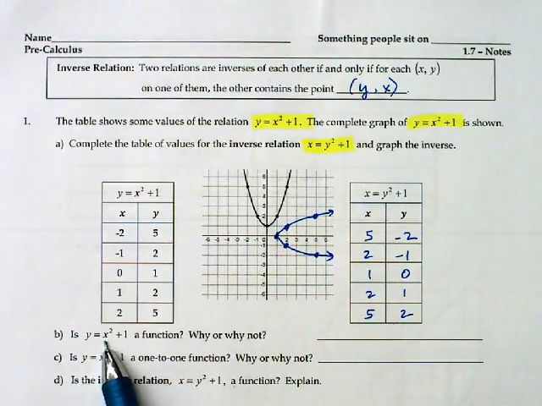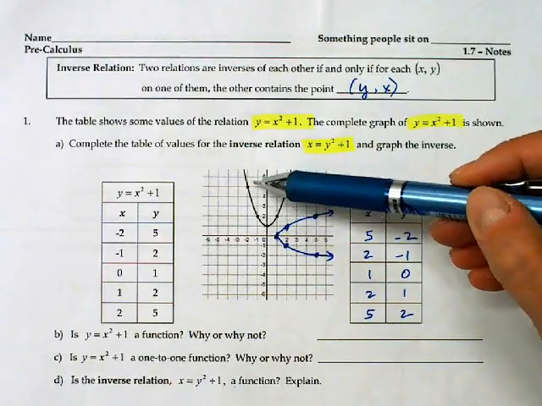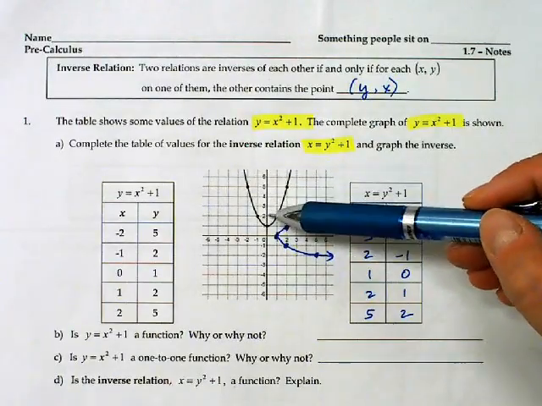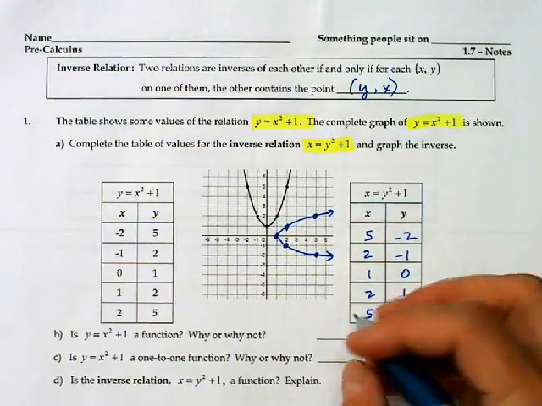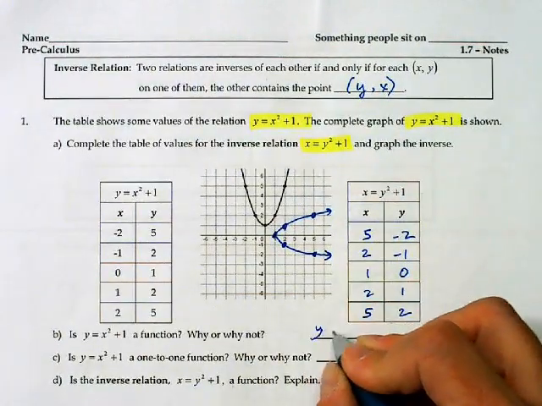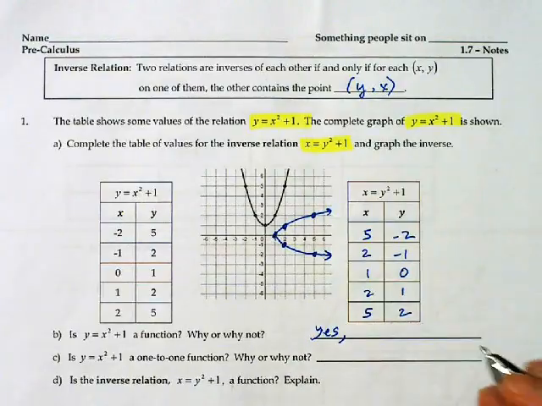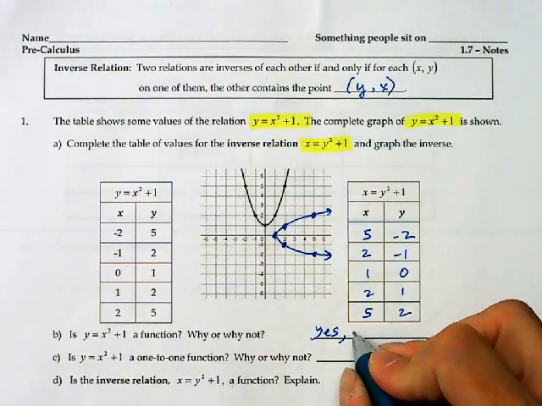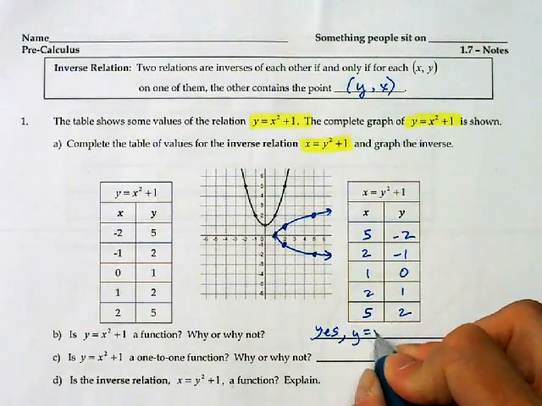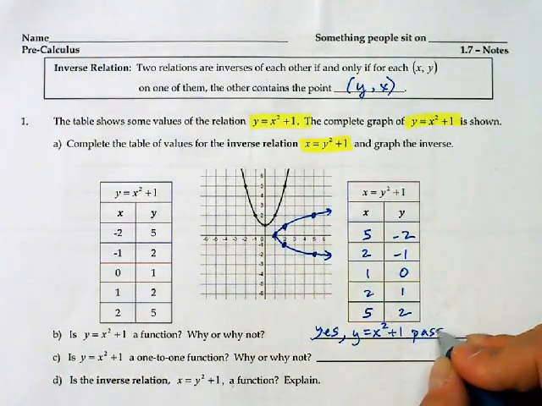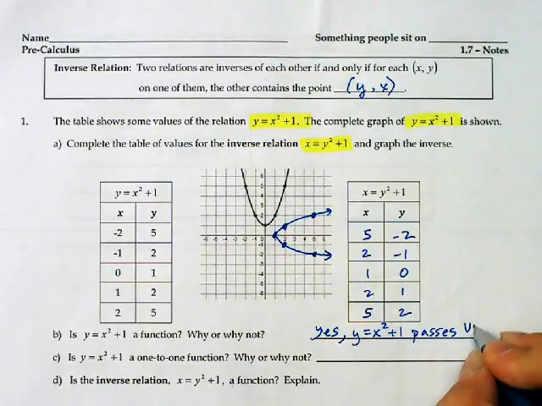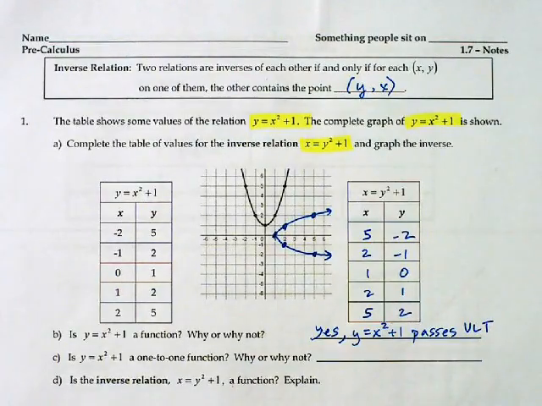Is y equals x squared plus 1 a function? So here's the original function, and if we apply the vertical line test, I cannot spy anywhere a vertical line that crosses my function more than once, so I will say yes, it is a function because y equals x squared plus 1 passes the vertical line test.